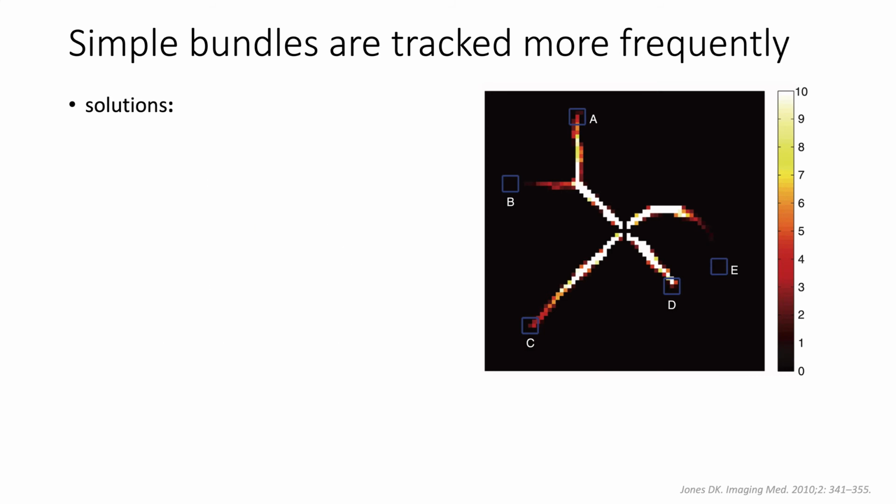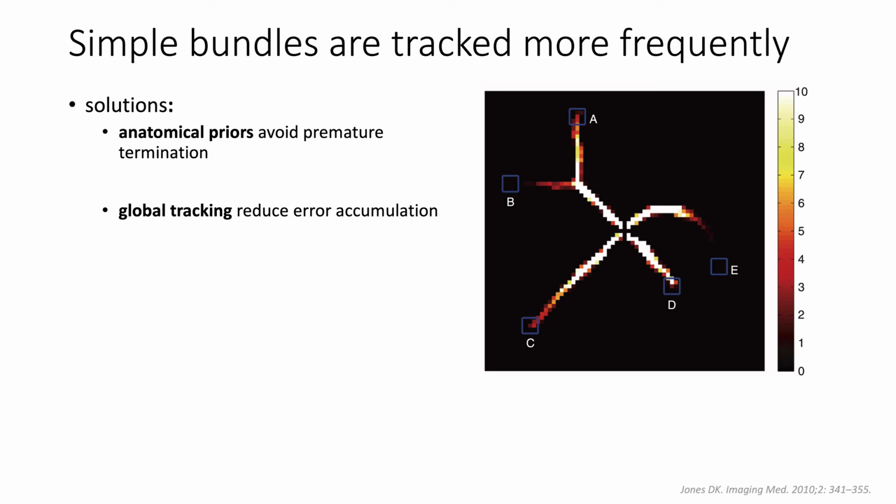What can we do about this? We can use anatomical priors to prevent premature termination. For example, priors that prevent stopping midway in the white matter or inside the CSF. We can use global instead of local tracking to reduce the extent of error accumulation. And finally, we can adopt track filtering or global approaches to enforce fidelity of the tractogram to the diffusion data, which will avoid the artificially reduced densities in difficult to track regions.